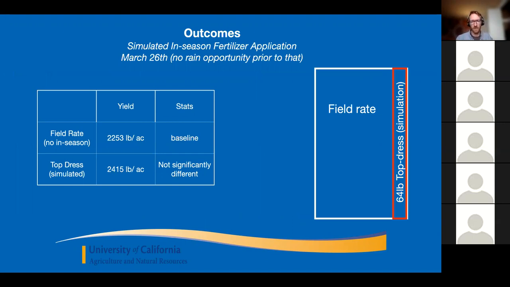We went back in March and added an additional 60 pounds. We couldn't get in earlier because there was no rain. We added an additional 60 pounds just to see what would happen if we went and dumped a bunch of stuff there. We ended up getting a slight yield bump, but it's not actually a yield bump because, again, the range of those error bars is beyond that. So it's not different.